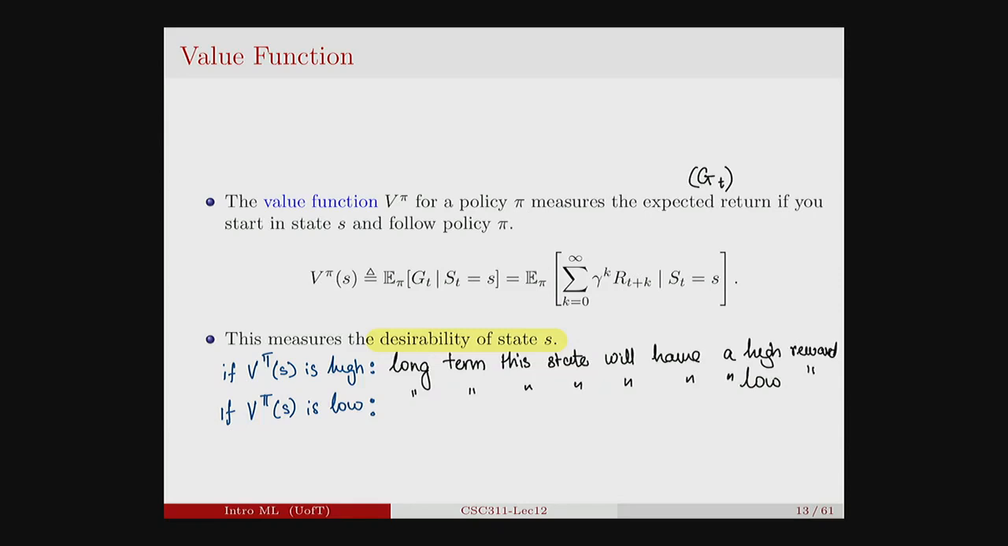So if you're trying to solve a maze, the value of being in the goal state should be the highest among all of the value of every other state. The value of being in a dead end should be very, very low. So any questions about the equation corresponding to the value function here?